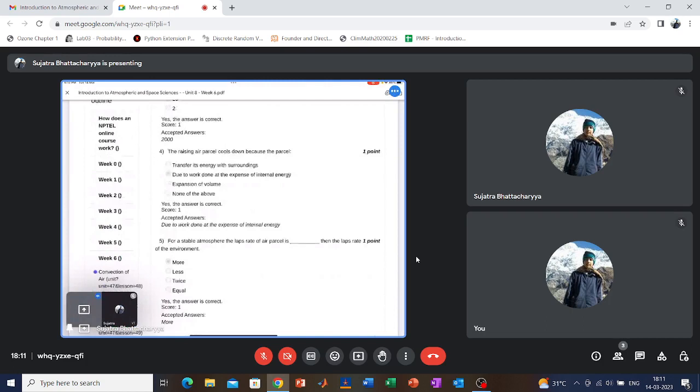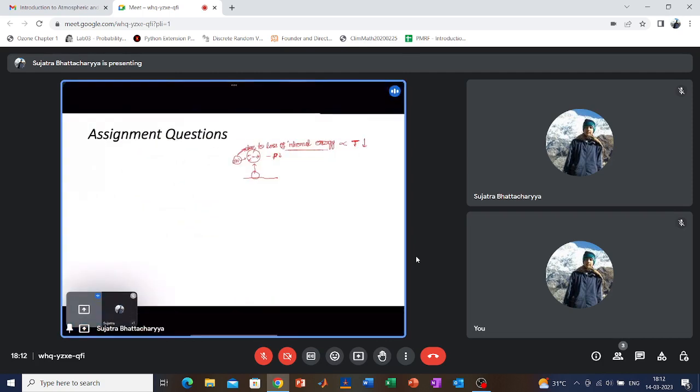Fifth question is, for a stable atmosphere, the lapse rate of the air parcel is dash than the lapse rate of the environment. As we have discussed earlier, in the previous session also, in fact today also I will discuss kind of similar things, a little more derivative kind of things. So for a stable atmosphere, we have seen already that gamma of the parcel should be greater than the gamma of the environment.